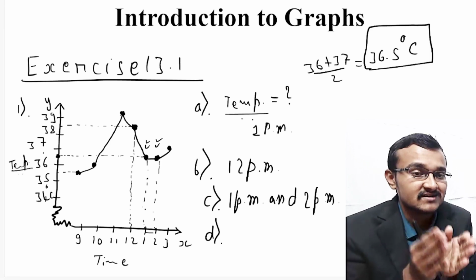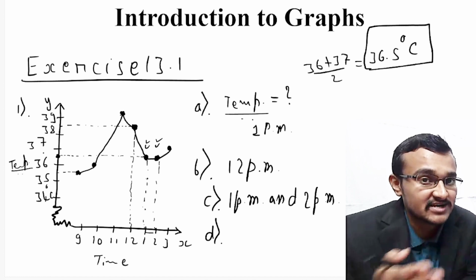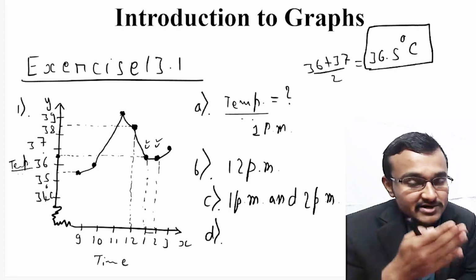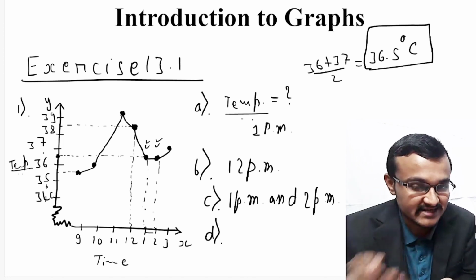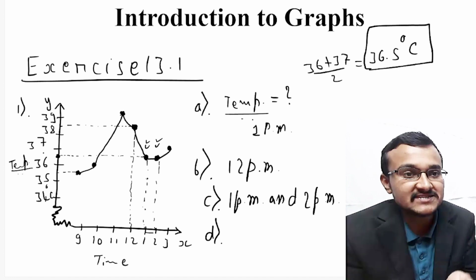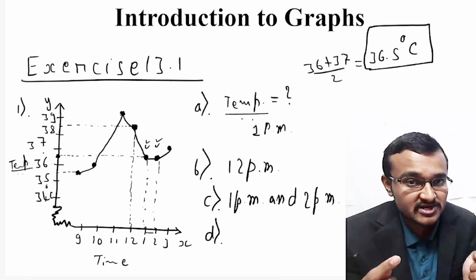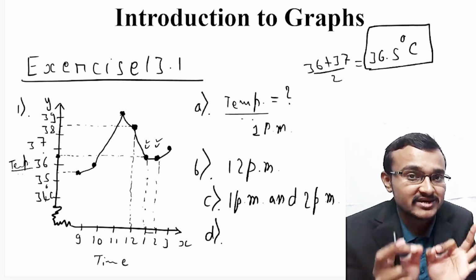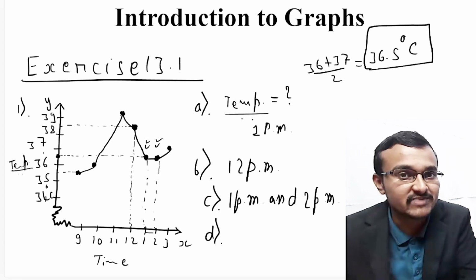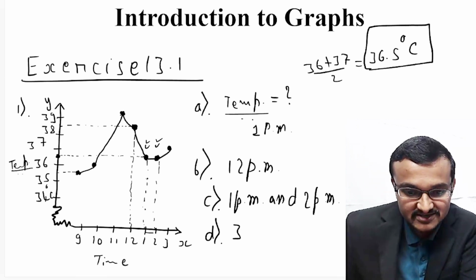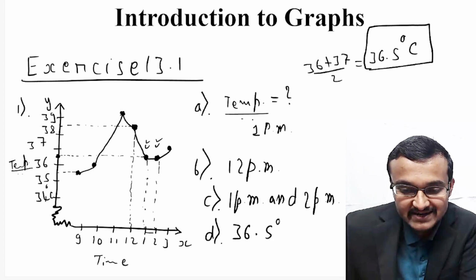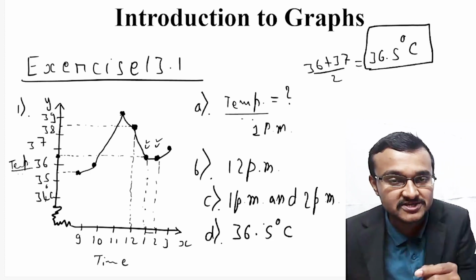It is not that it has not varied, but here we have limited data. The data was collected only at an interval of 1 hour. They have not given intermediate data points, that is, in between 1 and 2. So we are just assuming that the patient's body temperature might be 36.5 degrees Celsius only. So 36.5 degrees Celsius is the answer for this D question.